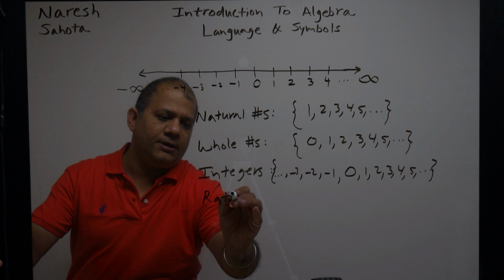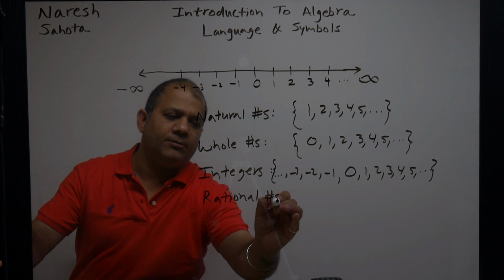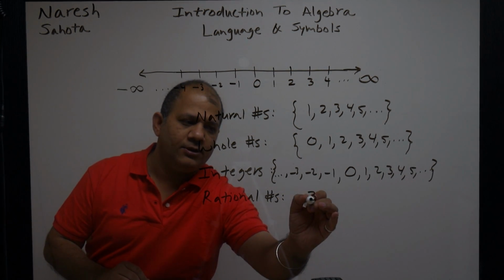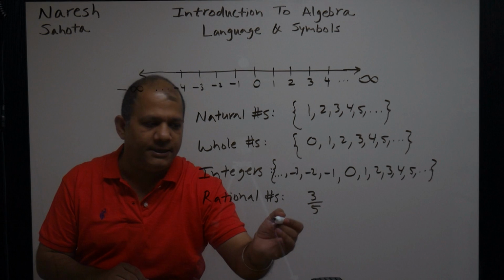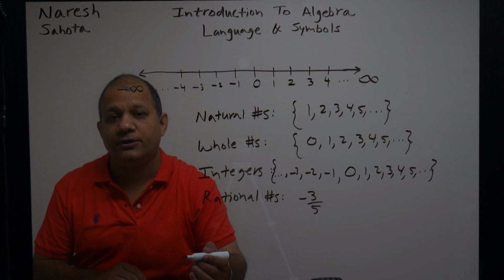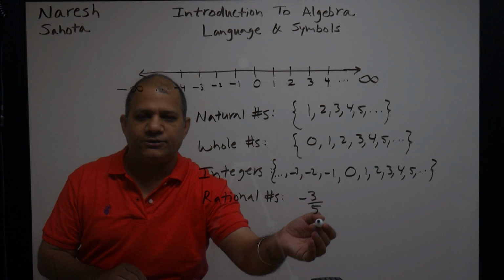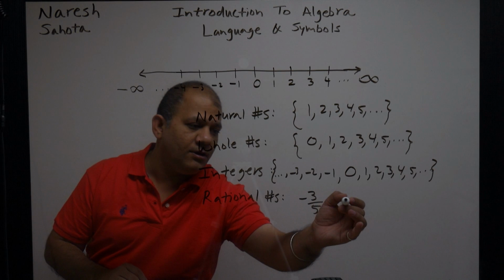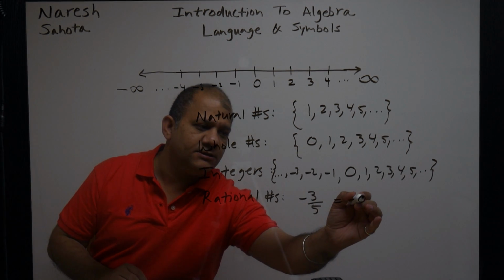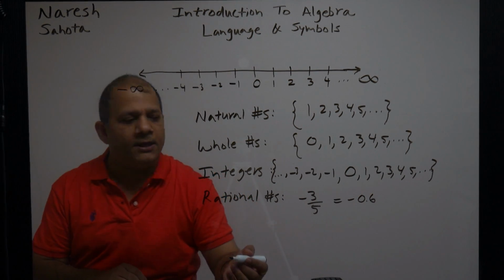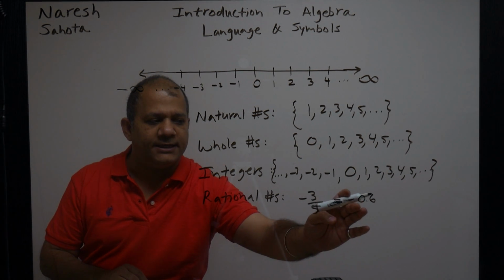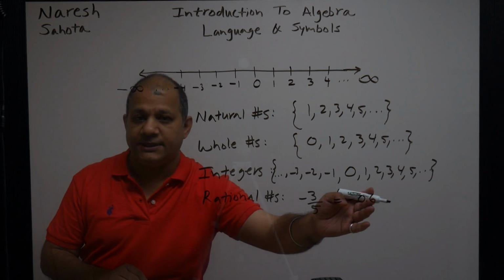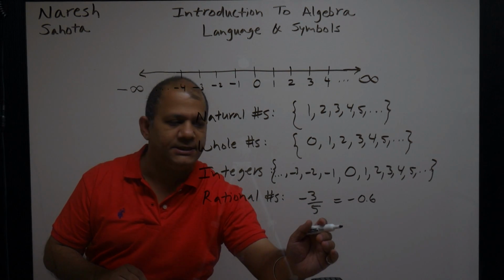Next, we're going to talk about rational numbers. Rational numbers are fractions. So for example, 3/5, and they can also be negative. So let's say -3/5. So this is a rational number. If I was to divide 3 by 5 on my calculator, what I would get is -0.6. And the point that I want to make here is that this division actually stops. So there isn't any other digit after the 6. Right? So the answer is -0.6.